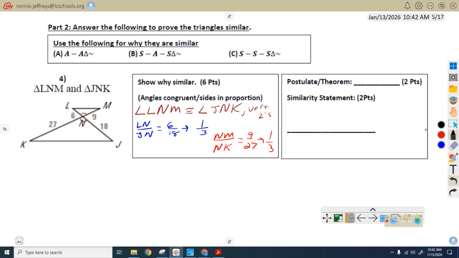Okay, so this would be by side angle side and similarity statement LNM similar to JNK. All right, so as of now, that's the best way I can have y'all do this. Now, if I get a better idea between now and when I print out tomorrow's practice test, you'll know. Okay.